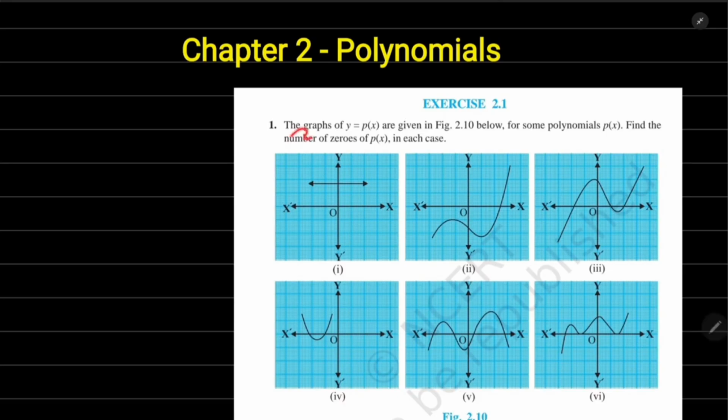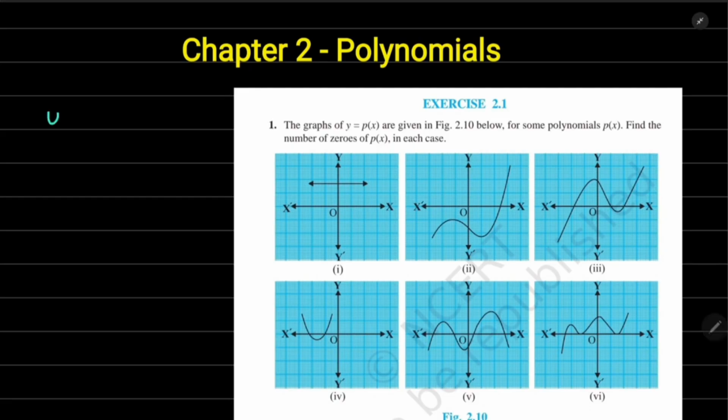The question is, the graph of y equal to p of x are given here. Okay, so the graphs of y equal to p of x is given below, for some polynomials p of x. So what is p of x? P of x is a polynomial. Find the number of zeros of p of x. Now before we solve this, let me tell you a brief about what you need to know.